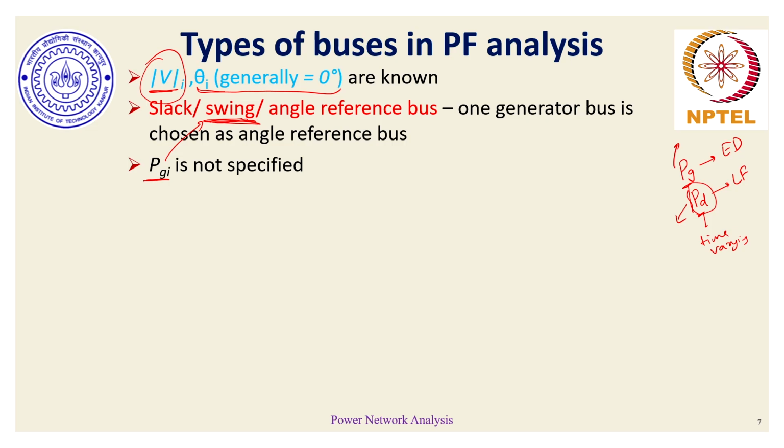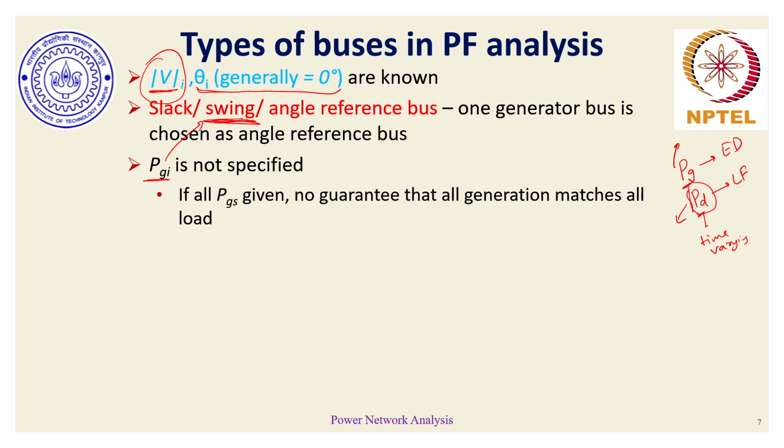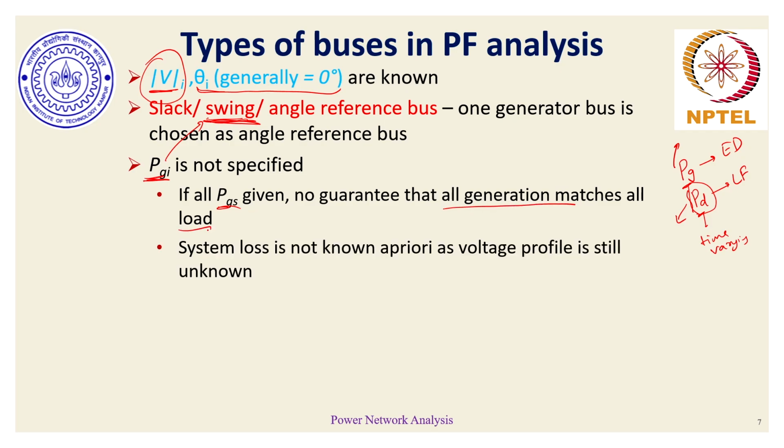The other aspect is, since the load is changing, the active power loss would also change. So there has to be one generator, which is the generator of the swing bus, whose output is intentionally not specified, because if all PGs were to be given based on the fact that economic dispatch was recently done, then for a change in load, there is no guarantee that all generation would match the load entirely.